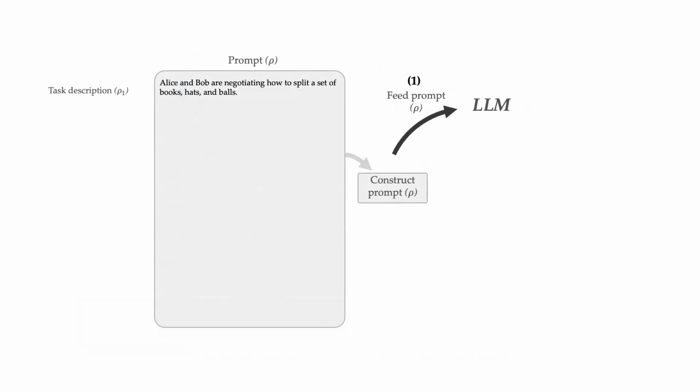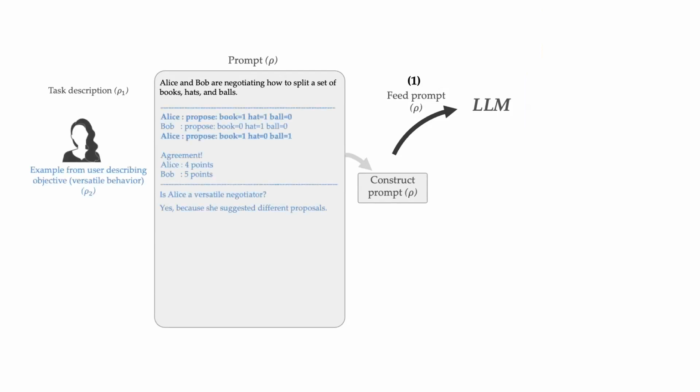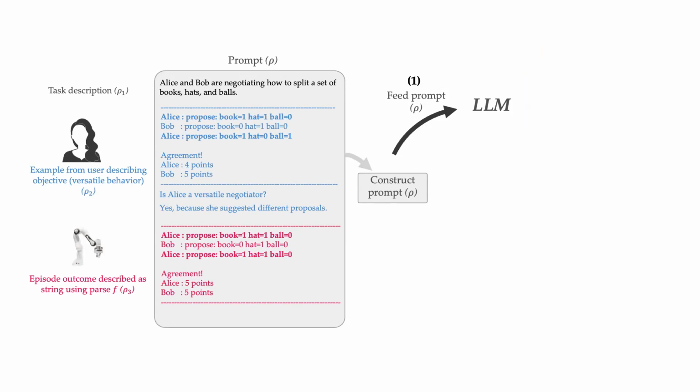And the way we actually do this is we create a prompt where we say, Alice and Bob are negotiating, let's say how to split a set of books, hats and balls. And then we're going to give it an example. So we have Alice and Bob negotiating. Maybe you're looking at the property of versatility here. So we say, well, this was a versatile negotiation. And then after that, we have a policy.